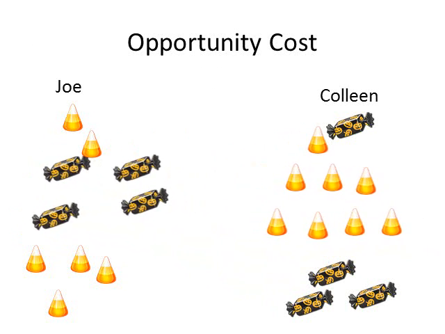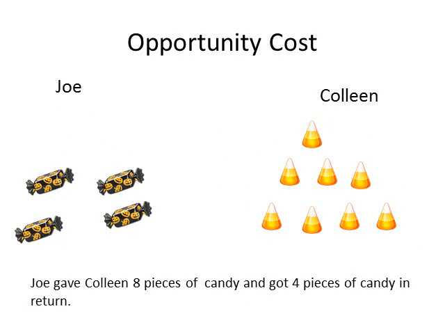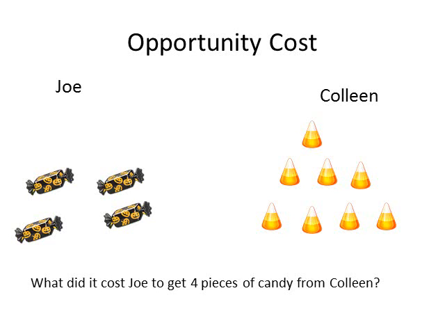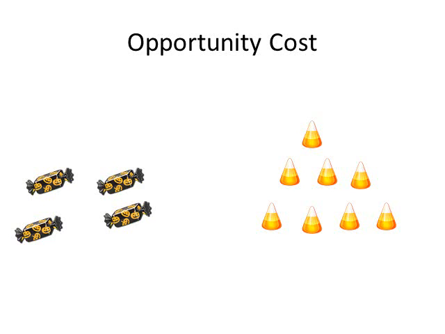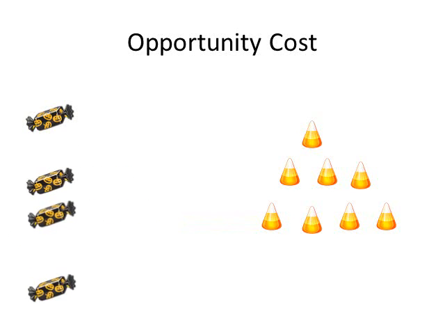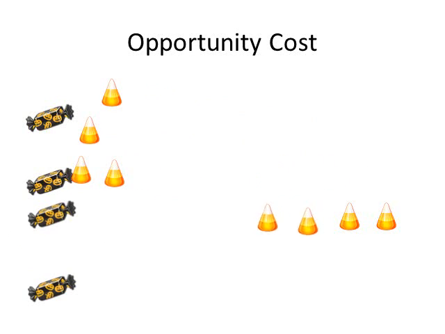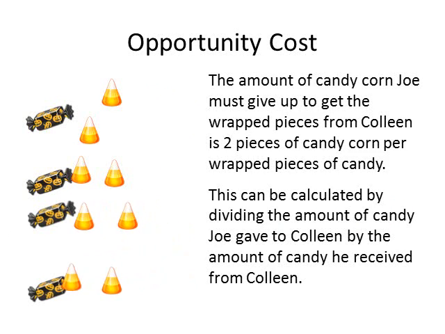Let's look at a situation that occurs perhaps between two kids after Halloween. So they trade candy. Joe gave Colleen 8 pieces of candy and got 4 pieces of candy in return. What did it cost Joe to get the 4 pieces of candy from Colleen? One way would be to separate the candy and divide the candy corn between each of the wrapped pieces of candy. As we can see, each piece of wrapped candy cost Joe 2 pieces of candy corn.